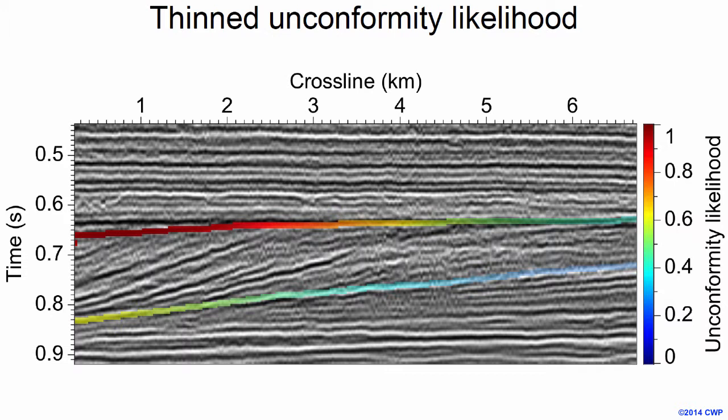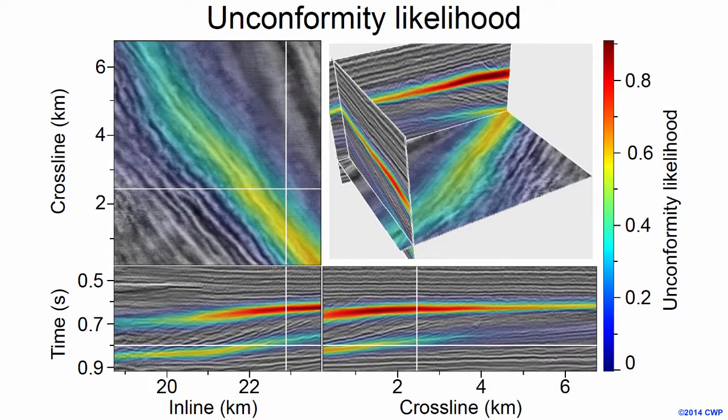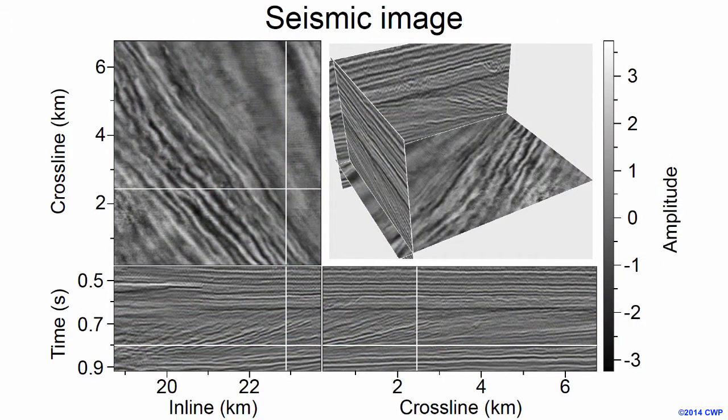Here we discussed our method by using the 2D examples, but our method is really a 3D method, and here is a 3D example for this method. This 3D seismic image shown here also has two unconformities. And in this 3D case, we expect that the unconformities should be surfaces. Now from this seismic image, we compute an unconformity likelihood image shown here, which highlights the two unconformities.